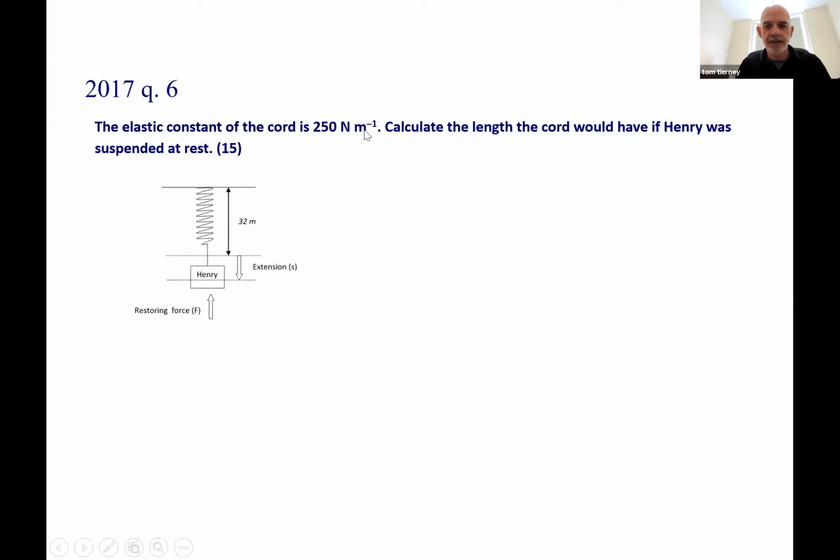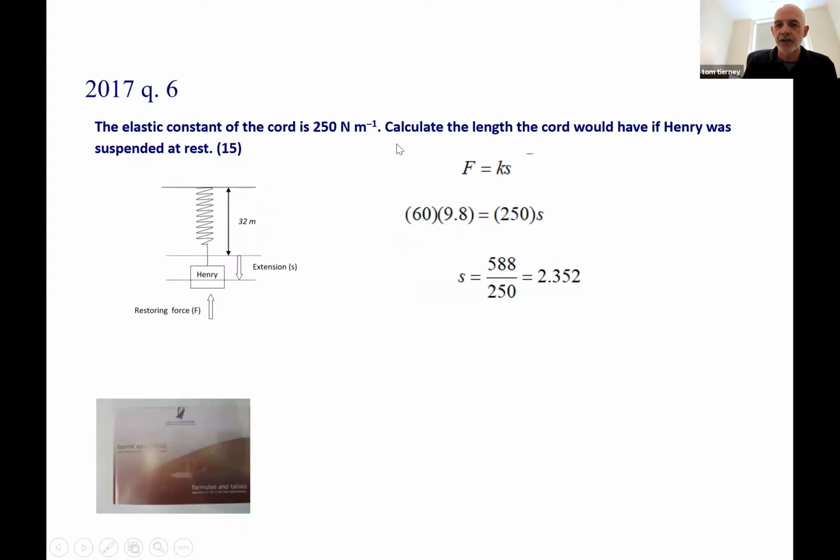And then a little bit of maths. And this can often be a bit that intimidates people, but it's a relatively small part of the question. So calculate the length the cord would have if Henry was suspended at rest. We know from earlier on in the question that Henry is 60 kilos. He's pulled down by gravity, 9.8. The elastic constant value of K is 250. And S is the displacement, so 2.352 meters is the extension on the bungee cord created by Henry. But of course, the cord was already 32 meters long, so 34.35 meters.